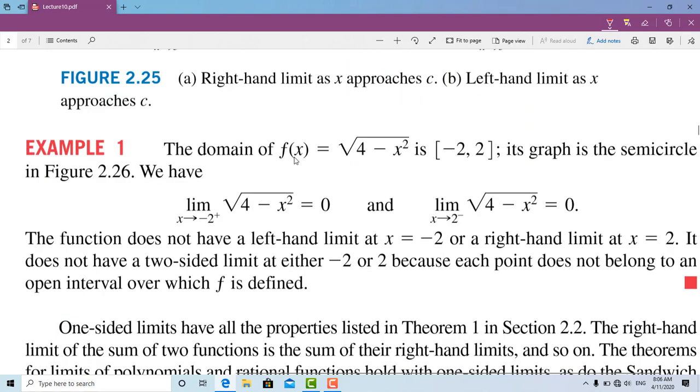The domain of the function f of x equals the square root of 4 minus x squared. What is a domain? We know how to find it. This is a square root function and the expression under it must be positive, and it can be equal to 0. It cannot be negative. So how to find its domain? 4 minus x squared greater than or equal to 0. If we solve this inequality, we will find that x is between negative 2 and 2. Negative 2 and 2 are included.